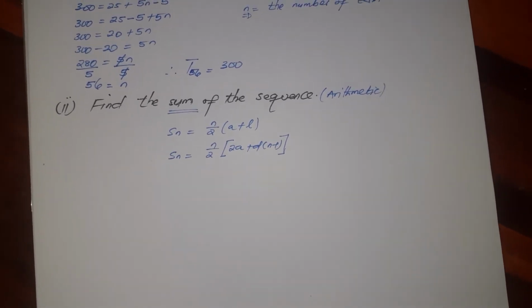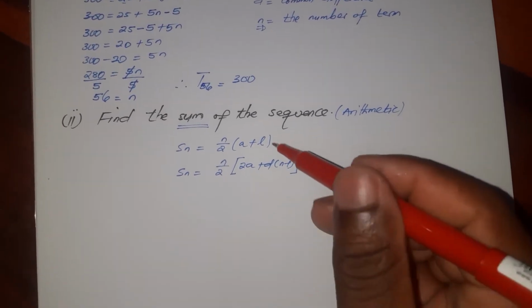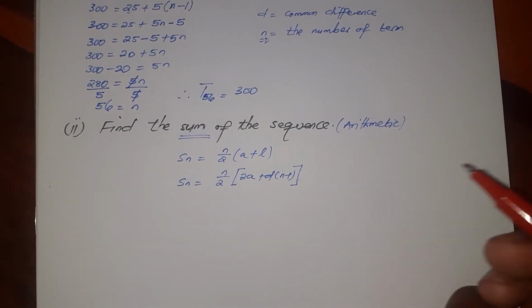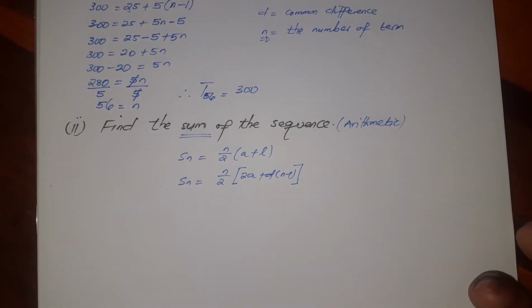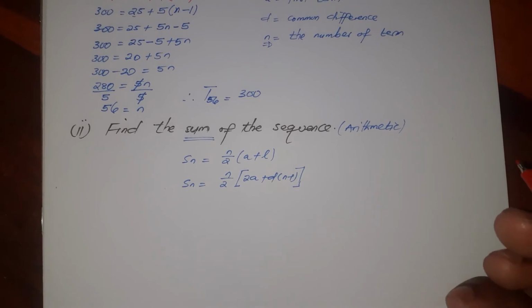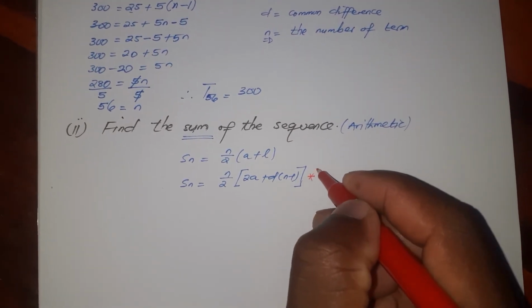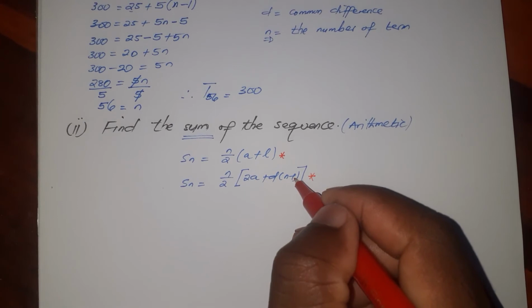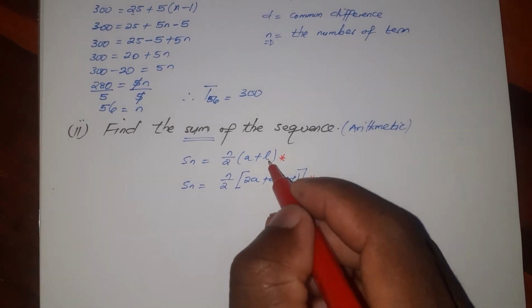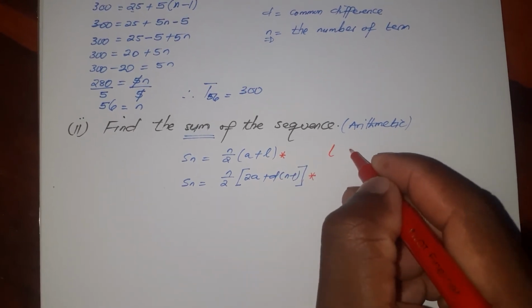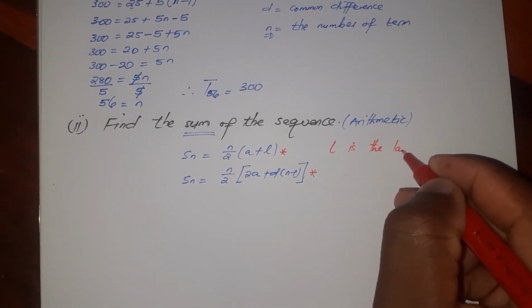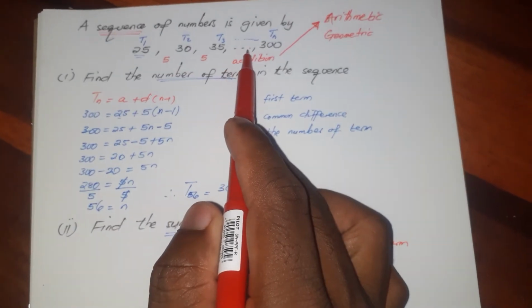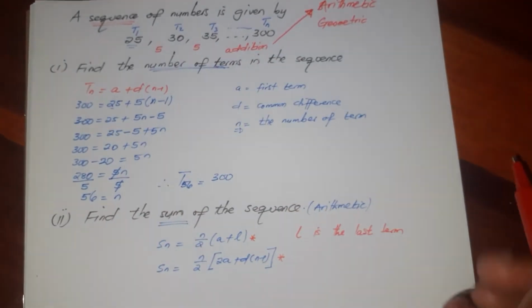But what is important here is we have to choose between these two formulas. Which formula should we use? You don't choose which one you like, but you look at the information that you are given. You can use either one, but I want us to use the first one, because L is the last term in the sequence. Because you are given the last term of the sequence, the last term is 300.